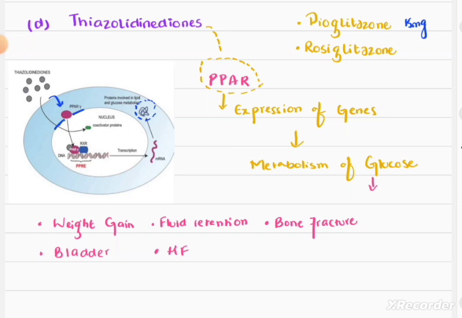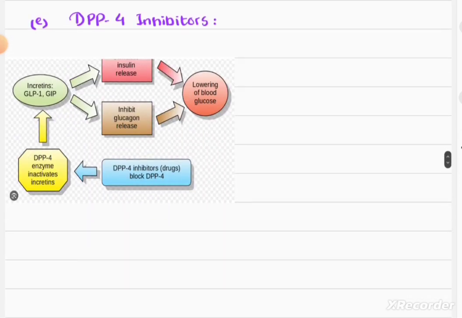In fact, these drugs are contraindicated in the setting of heart failure, and if the patient already has fluid retention. So, these are the adverse effects that must be considered before prescribing the thiazolidinediones. Let's move towards the next class, which is DPP-4 inhibitors.